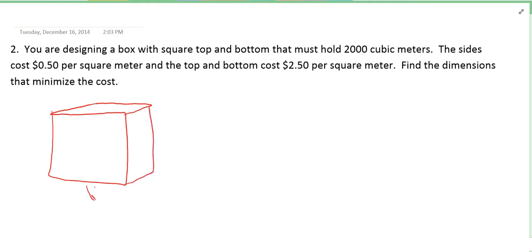So since we have a square top and bottom, we call both of those X or whatever. We'll call this one H. Okay.